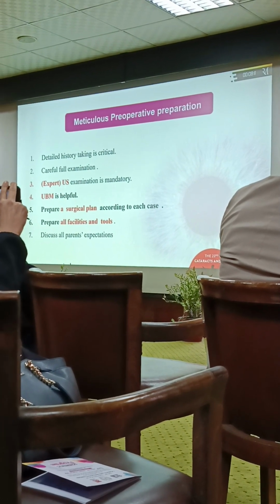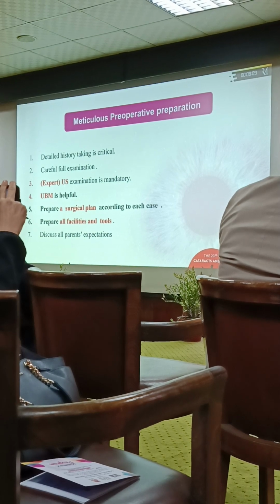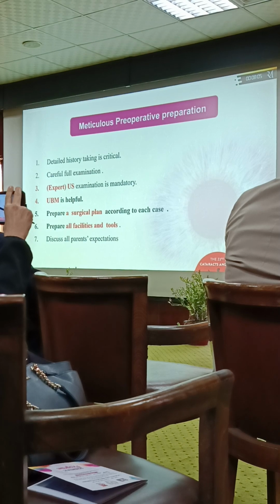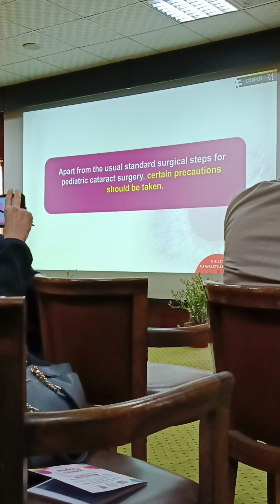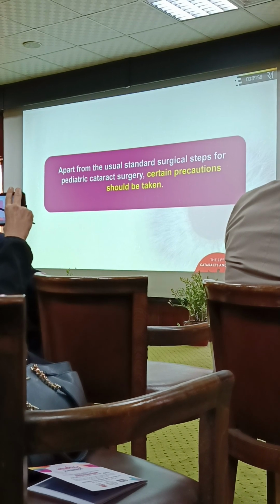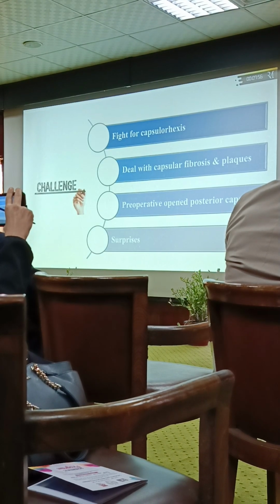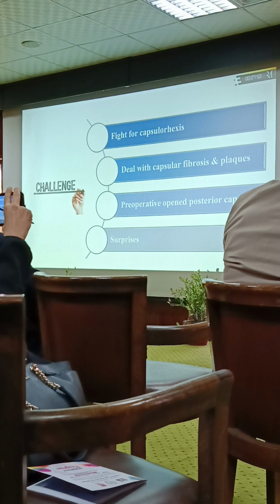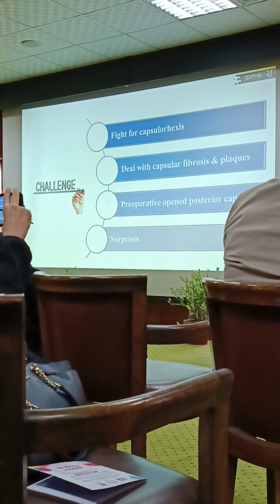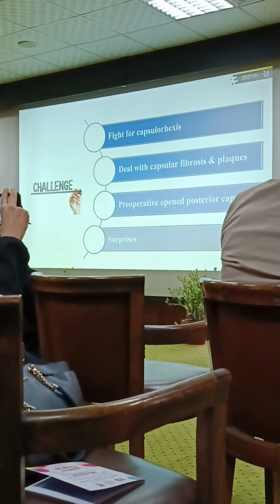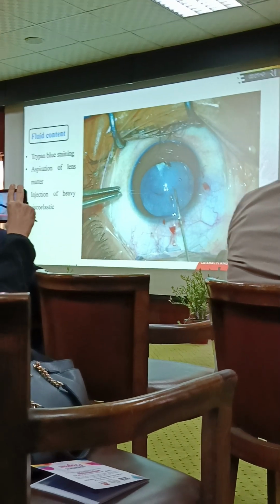عن يعني كل حالات الوايت كاتاراكت حتى لو متأكدين ان الانتيريور والبوستيريور كابسول intact will be repaired 3-piece IOL for the surgery. Apart from the usual standard surgical steps for pediatric cataract surgery, certain precautions in these cases. You have to find for capsulorhexis. You may deal with capsular fibrosis and plaques. Pre-operative open posterior capsule is very common in these cases. You may face unusual surprises or hidden pathology.